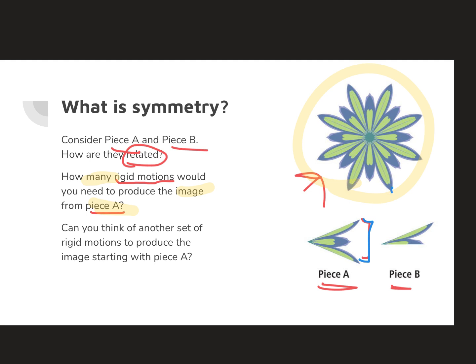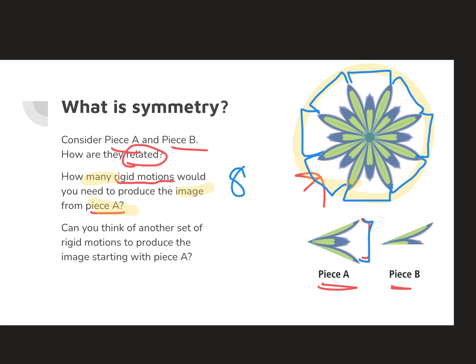right here. So there's 1, 2, 3, 4, 5, 6, 7, 8. So I would need 8 rotations. So I'm actually going to be sort of taking this image and turning it different ways.